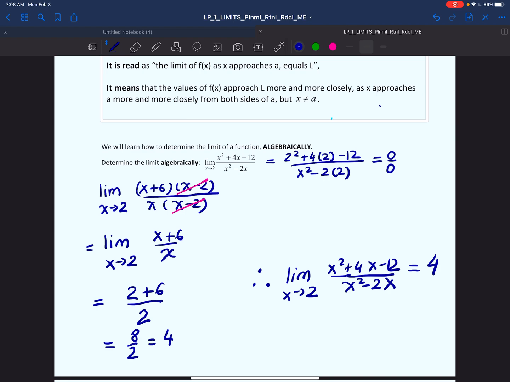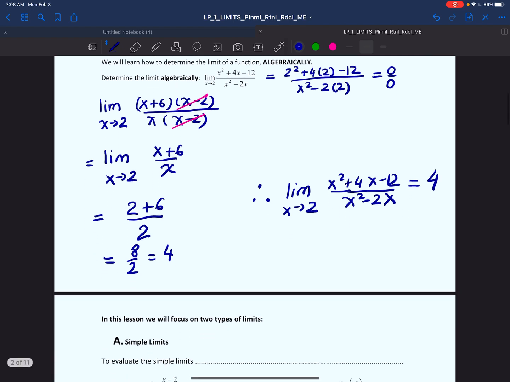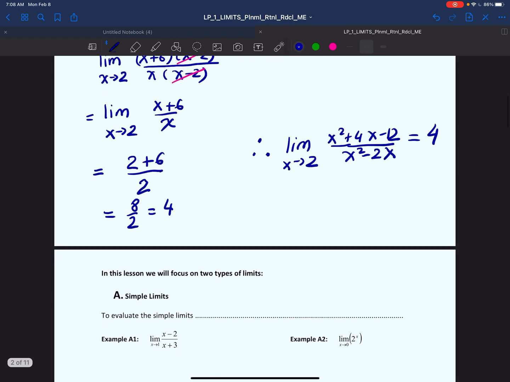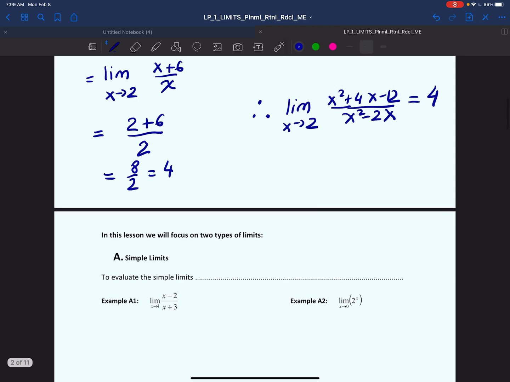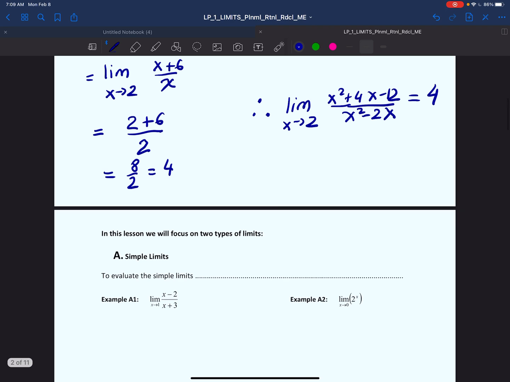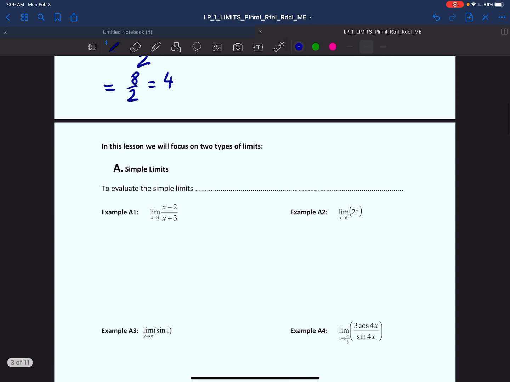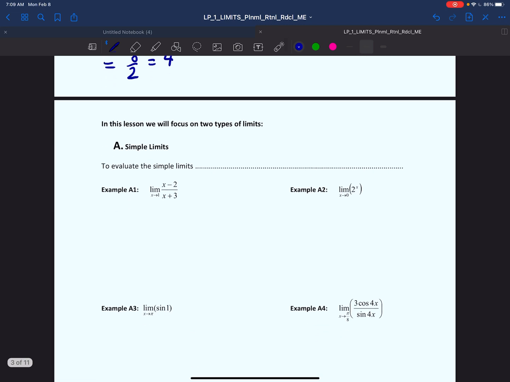Now, in today's lesson, we are going to learn how to determine the limit of various functions, and we are going to start with polynomial functions. Now, there are various types of limits, and we're going to break them down into groups so we better understand the strategy for evaluating each and every one of them. I'm going to stop the video at this point. So this will be the first part of lesson 1, and I will continue the lesson with the simple limits.